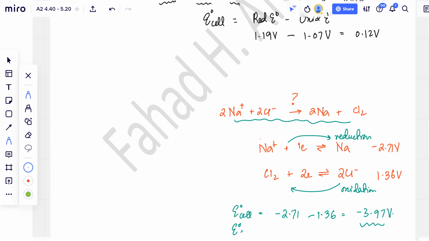Yes, sir. Yes, sir. So if E naught cell comes out to be less than 0, then that means the reaction is not feasible. Okay, Lubena, Shafaq, is this clear? Yes, sir.